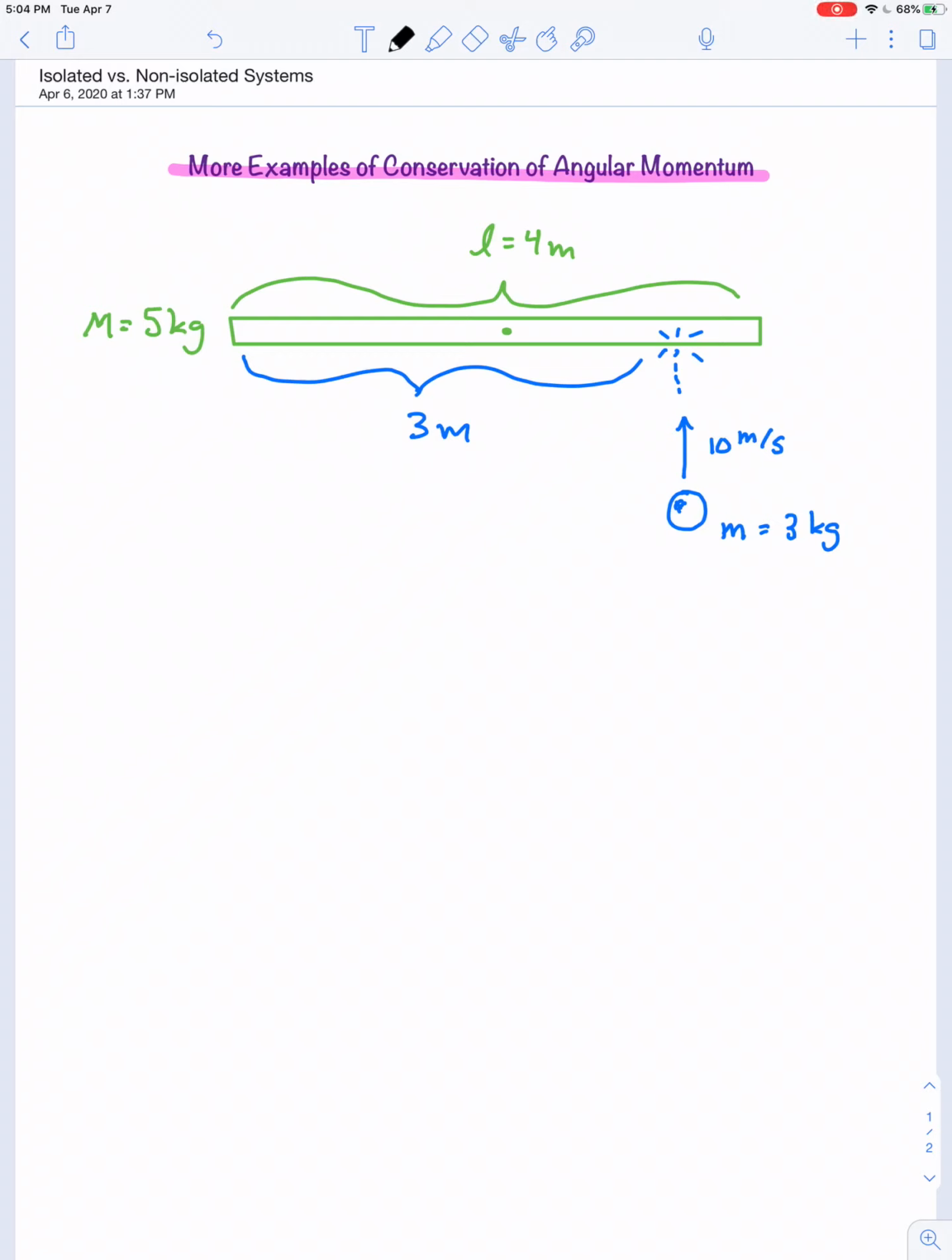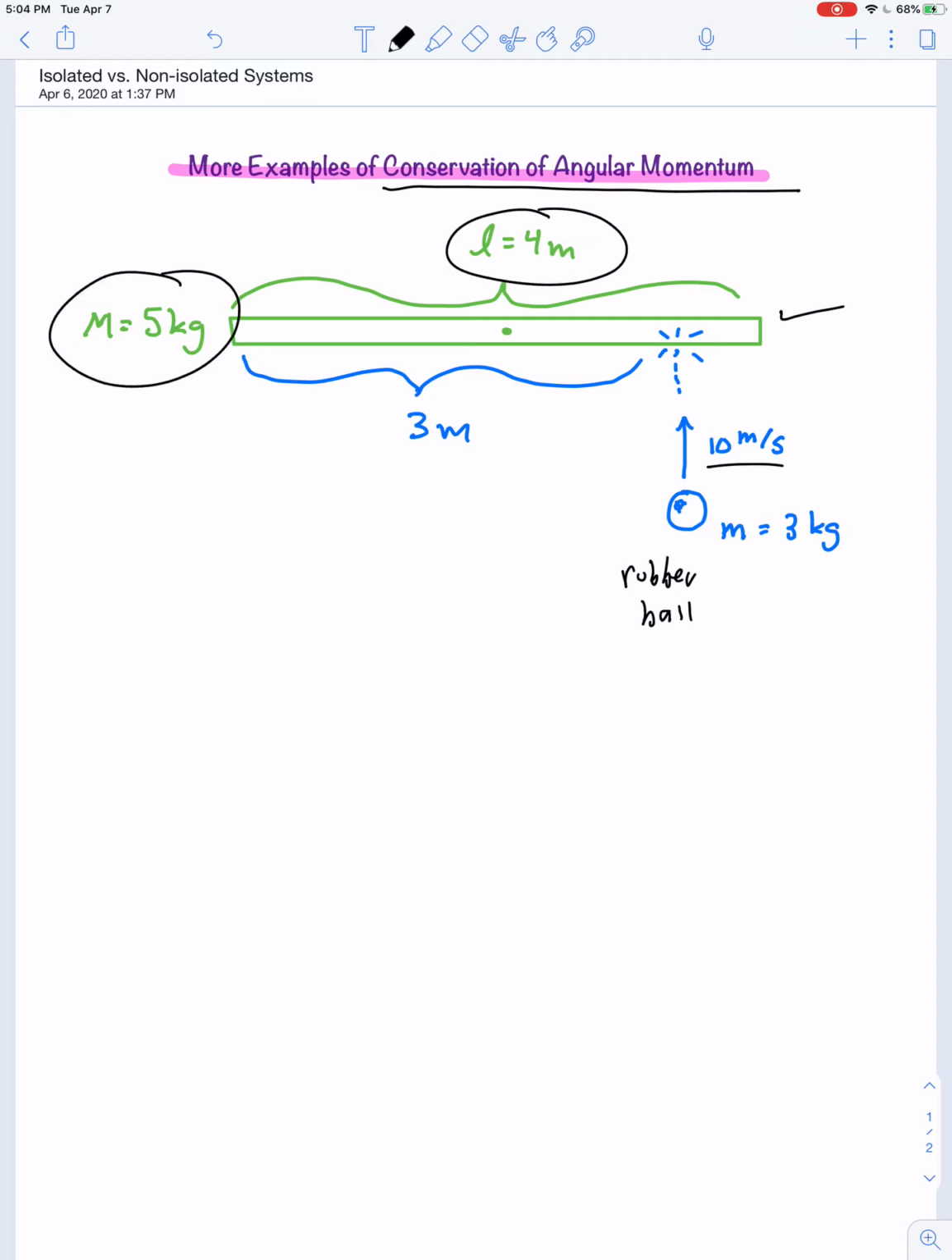Here's yet another example where we can apply the law of conservation of angular momentum. So there's a rubber ball, and the rubber ball is traveling at 10 meters per second toward this uniform rod, and the rod has a length of 4 meters and a mass of 5 kilograms. So the ball hits and collides inelastically with the rod.